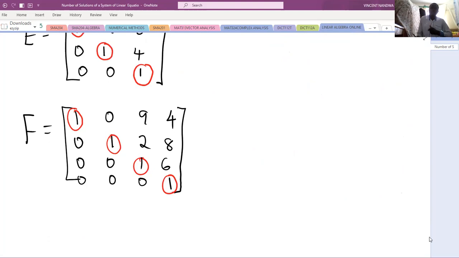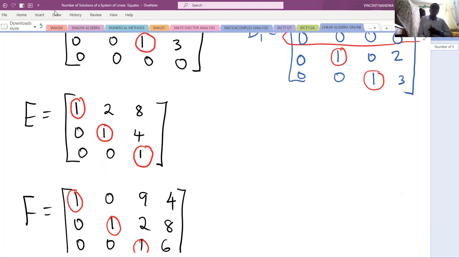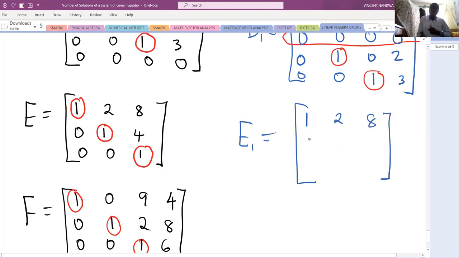And then I can say if I have a matrix E1, I have 1, 2, 8, and then 0, 0, 1, and then 0, 1, 4. This matrix is not in row echelon form because when you consider the second and the third row, the leading one of the second row is to the right of the leading one of the third row. That shouldn't be the case, because the second is on top, so its leading one must be to the left. So this is the problem.